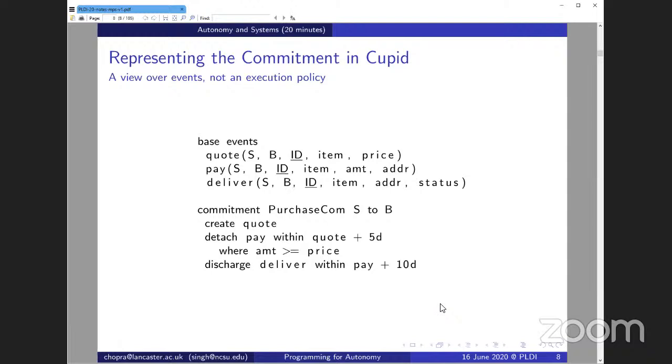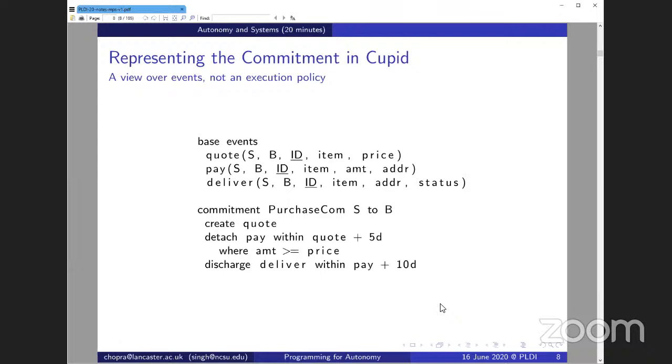So here's an example representation of a commitment in the approach that we'll talk about later. This is just to whet your appetite. So the idea is that we are imagining some sort of events of interest. These are called base events. In this example, I'm using four base events: one called quote, one called price, one called pay, and one called deliver. Each event has some fields in it, some attributes that define it.